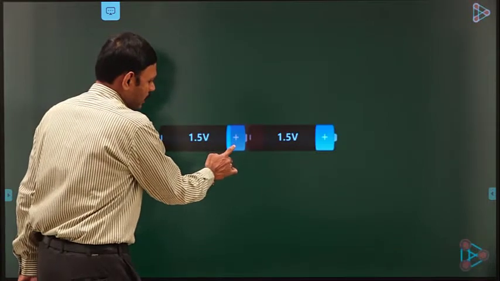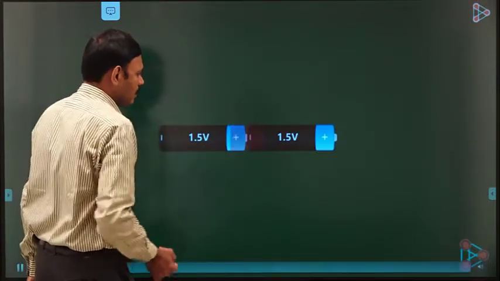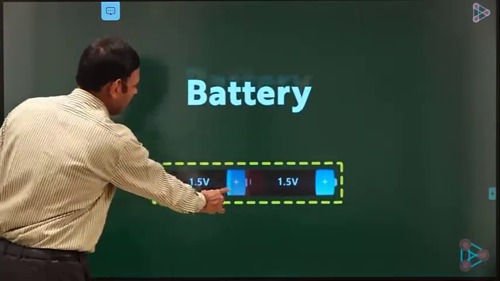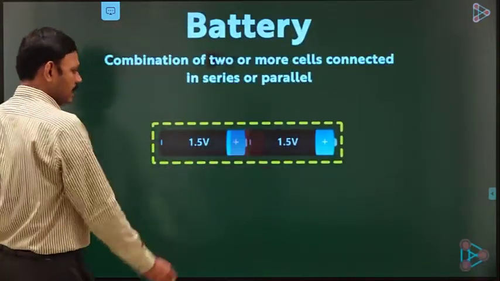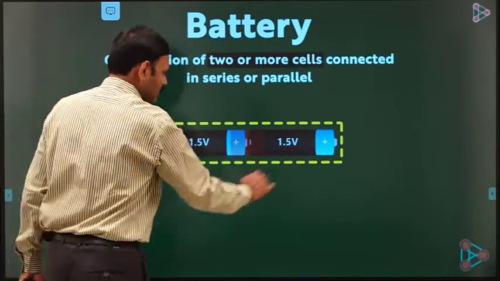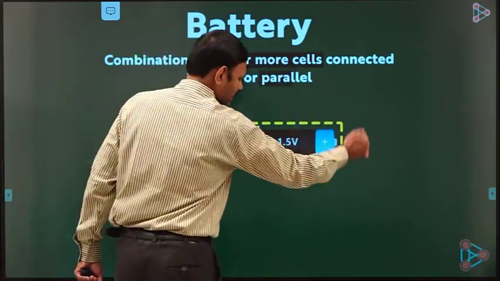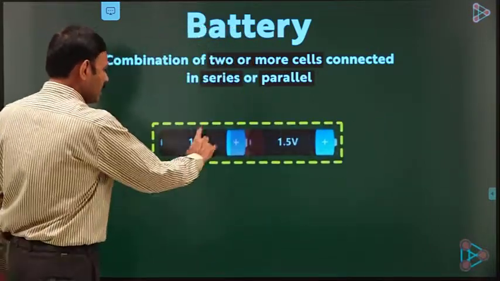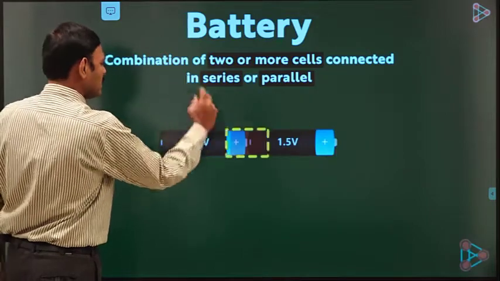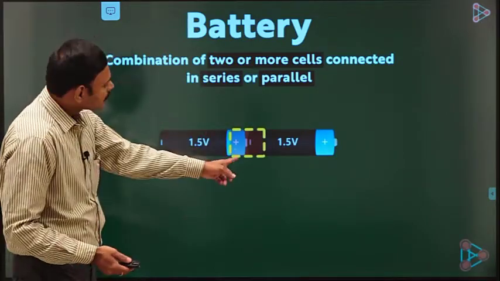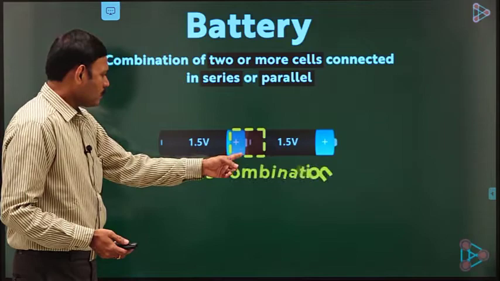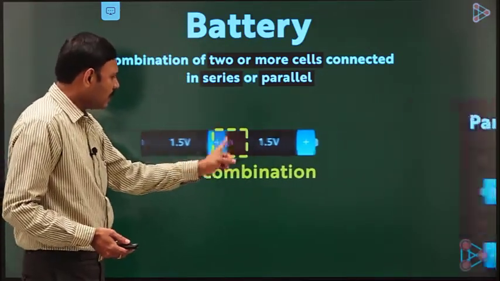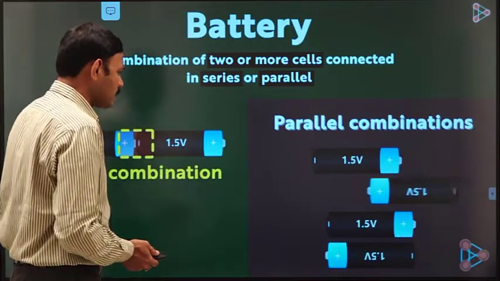Positive terminal of the first cell is connected to negative terminal of the second cell. If you continue this process, if the positive terminal of this cell is connected to negative terminal of another cell, if this process continues as shown in this video, this combination is known as the series combination of cells. Look into this highlighted region. Here this becomes the series combination. Positive terminal of one cell connected to negative terminal of the another cell.